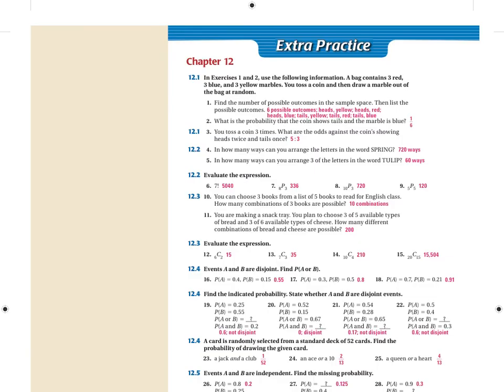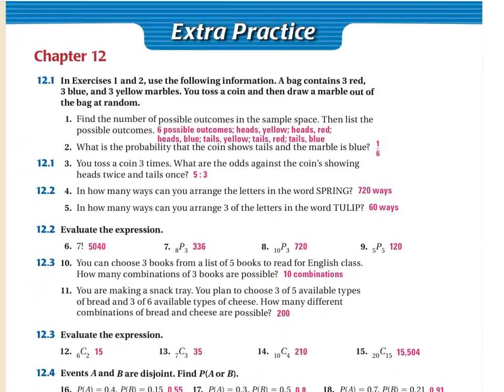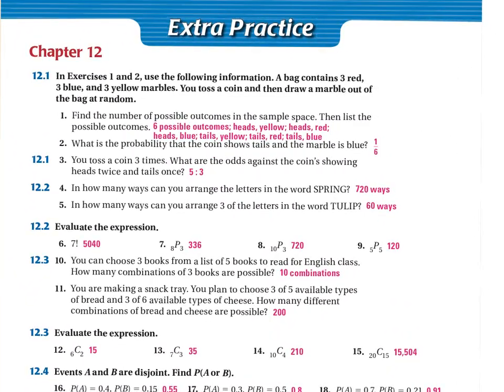Okay, chapter 12 was your probability. So you want to be able to do simple probability, like in the beginning, it says a bag contains 3 red, 3 blue, 3 yellow. You toss a coin and then draw the marble out of the bag at random. Find the number of possible outcomes in the sample space. You can either draw a red, a yellow, or a blue, and then either heads or tails. So heads with each one or tails with each one, which is 6 possible outcomes.